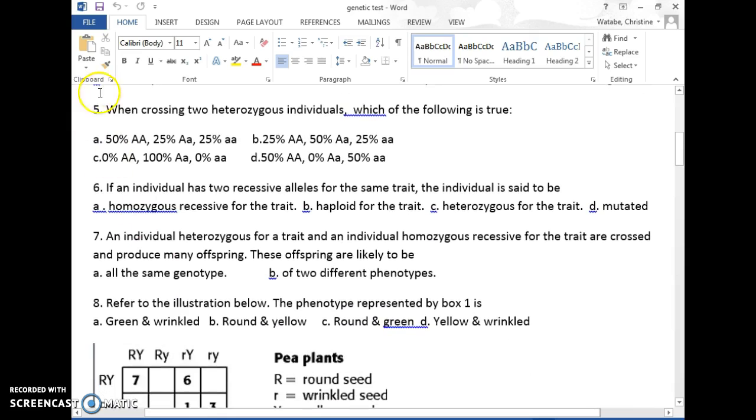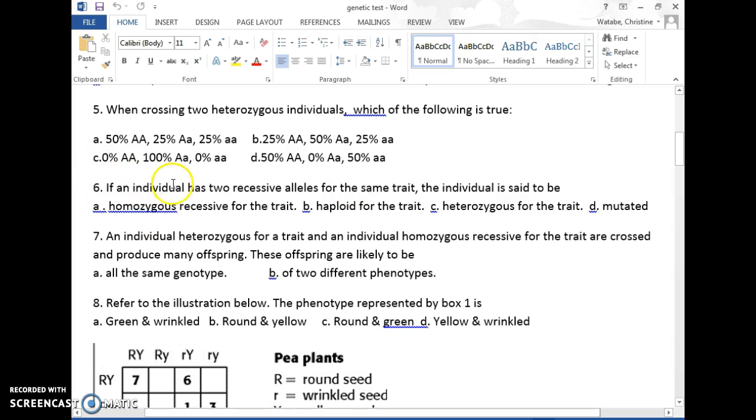Question number 5. When crossing 2 heterozygous individuals, which of the following is true? A, 50% are homozygous dominant, 25% are heterozygous, and 25% are homozygous recessive. B, 25% are homozygous dominant, 50% are heterozygous, and 25% are homozygous recessive. C, 0% are homozygous dominant, 100% are heterozygous, and 0% are homozygous recessive. Or D, 50% are homozygous dominant, 0% are heterozygous, and 50% are homozygous recessive.